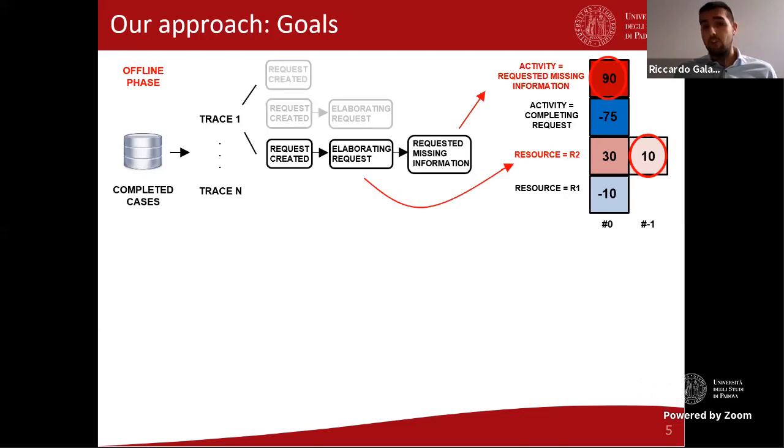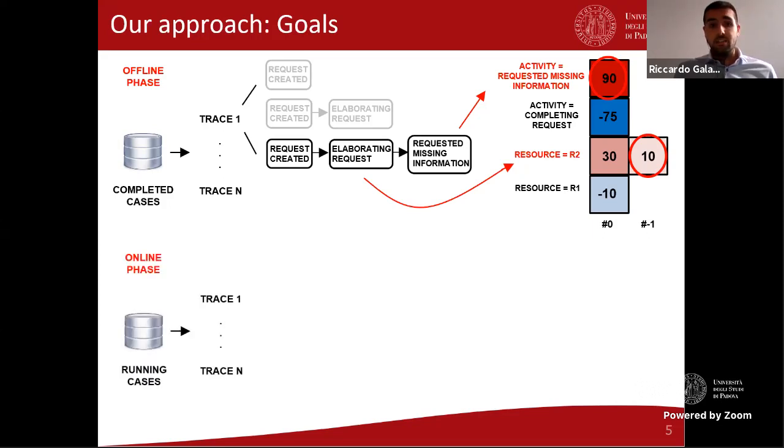Then for the fourth prefix, we see that now we are performing requesting missing information. So we were working on a case, and then we realize we missed some important information. This fact increases a lot the prediction, for example, of the remaining time. But we also see that the fact that in the past we performed elaborating requests by resource R2 is still increasing the prediction. This is the concept of time step history I was telling you before.